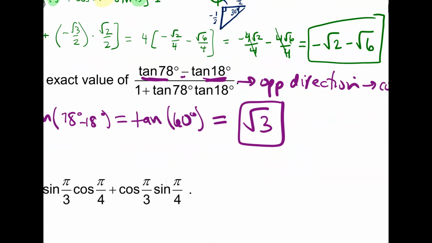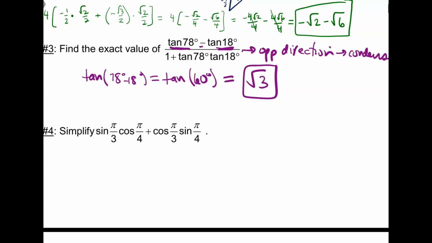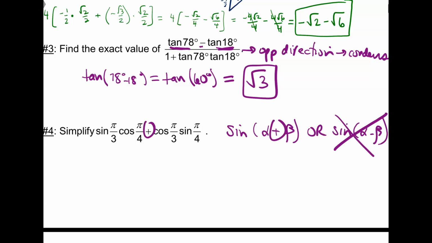Cool. So that was a nice problem. Just condense it, go the opposite way. Let's see if we can simplify this. Example 4. So I have sine times cosine and cosine times sine. That only happens with the sum and difference identity of sine. So this is either going to be sine of alpha plus beta, or sine of alpha minus beta. So we look at our equation sheet. Which one does this line up with? The plus, right? Plus here, plus there, cool. So this is literally going to be sine of pi over 3 plus pi over 4.